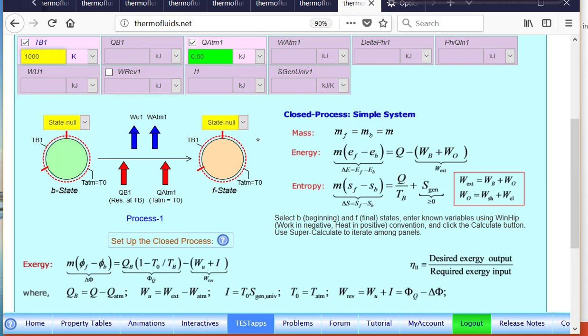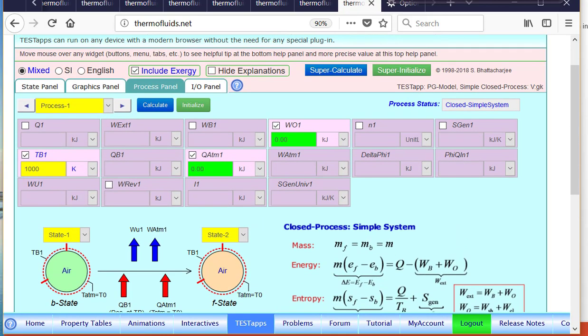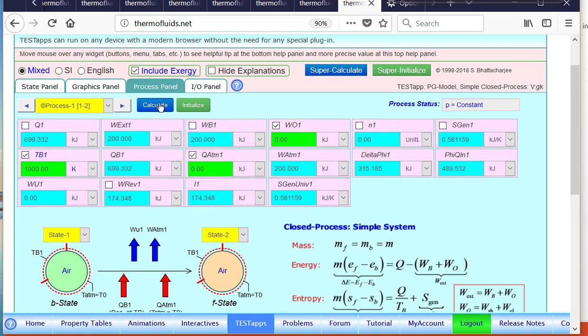Okay, now let's load state 1 and state 2. These are our anchor states, beginning and final state. This is our boundary temperature where the heat is coming from. And let's solve this equation and see what we get. We got all these variables. It's sort of crowded, so let me just highlight the important variables here.